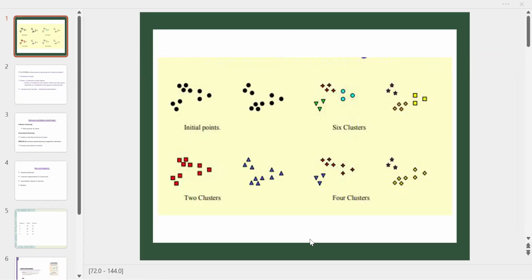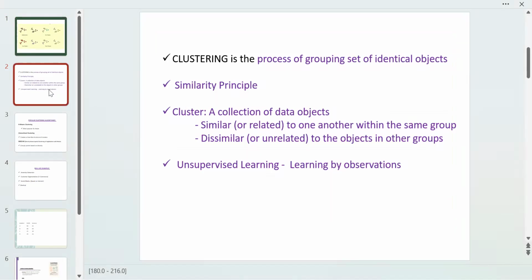But today, the topic of discussion is in machine learning about the clustering concepts. So clustering is basically a process of grouping a set of identical objects. It is a process that is followed for identifying the particular set of groups.